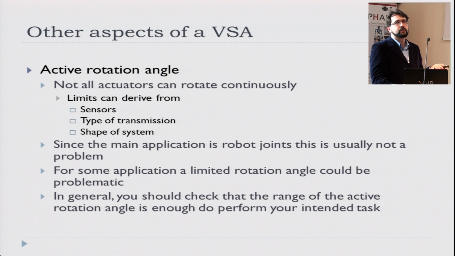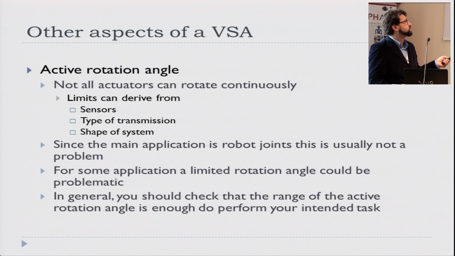I don't know if you have practiced using the toy servo motors which are used for RC toys. They cannot rotate more than 180 degrees, for example, and this is essentially because of the sensor that they are using. But in variable stiffness actuators, there can be other limits depending on the type of transmission and on the shape of the system. Also, if you think of a highly optimized joint that could be integrated, for example, in the elbow of a robot, the amount of rotation angle could depend essentially on the shape of the system.